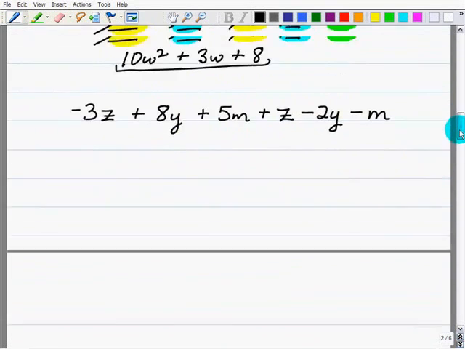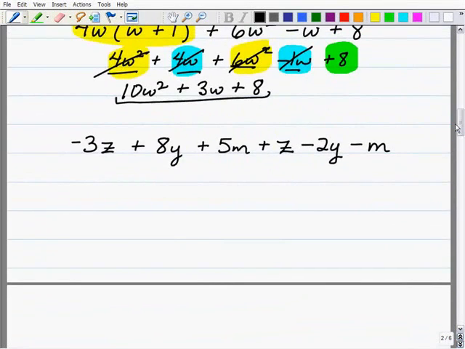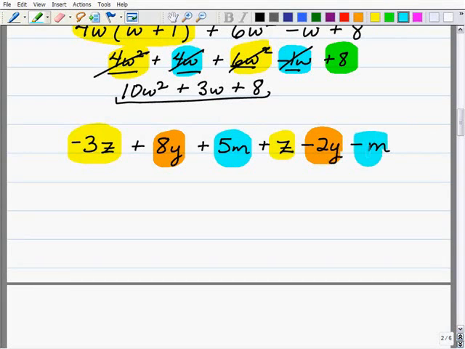All right, let's take a look at this last problem here. I have a negative 3z, so I'm going to look for things with z's in them right now. Okay, I have another like term. So those two are like terms. I have an 8y as a term, so is there any more y's? Yes. So I can combine those two terms. I have a 5m. Is there anything else with an m in it? Yes. All right, so those are all my terms I have to combine.